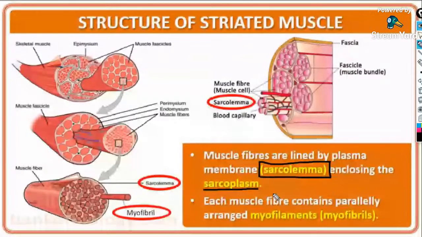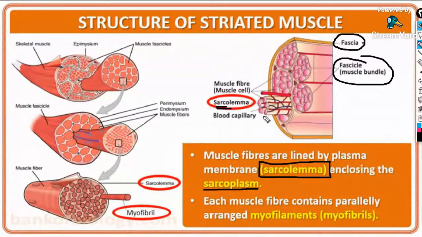Give me thumbs up on the chat box right now if you are clear with these four terms. First is the fascicle. A fascicle is a group of muscle bundles, enclosed together in a sheet called fascia. Then the plasma membrane you will call the sarcolemma, and the cytoplasm in a muscle cell you will call the sarcoplasm.